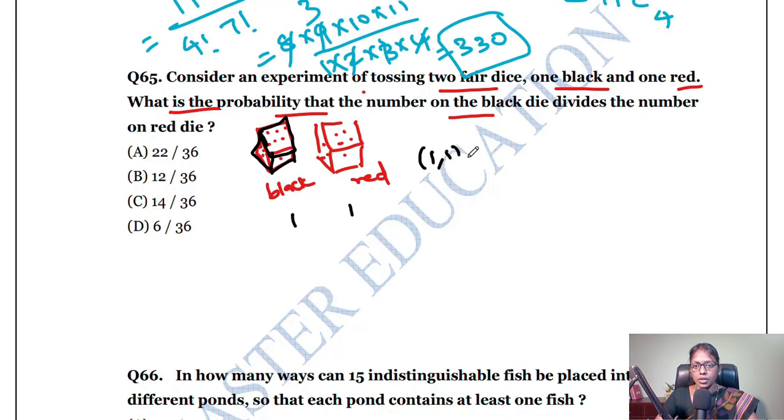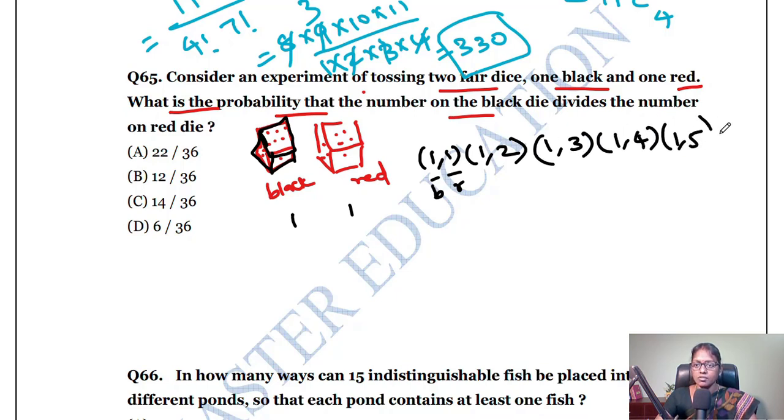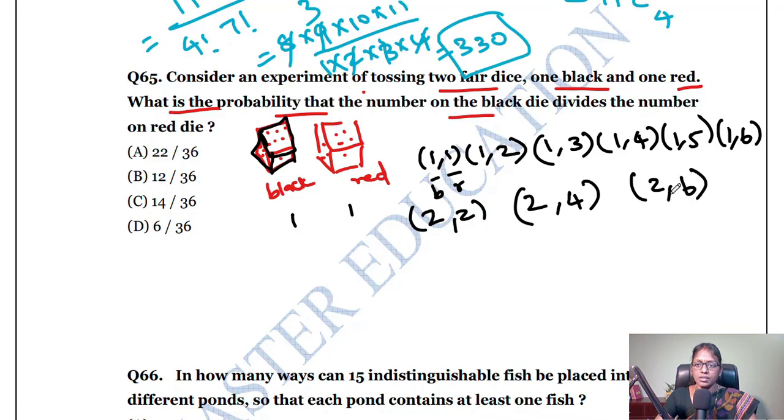It may be 1 comma 1, 1 comma 2. So this is black and this should be red. 1 divides 1, 2 is divided by 1. Here the black is dividing the red. So 1 is dividing 2, 1 is dividing 3, 1 is dividing 4, 1 is dividing 5, 1 is dividing 6. The next one is 2: 2 does not divide 1, so 2 comma 2, and then 2 divides the number 4, and 2 comma 6 will divide.